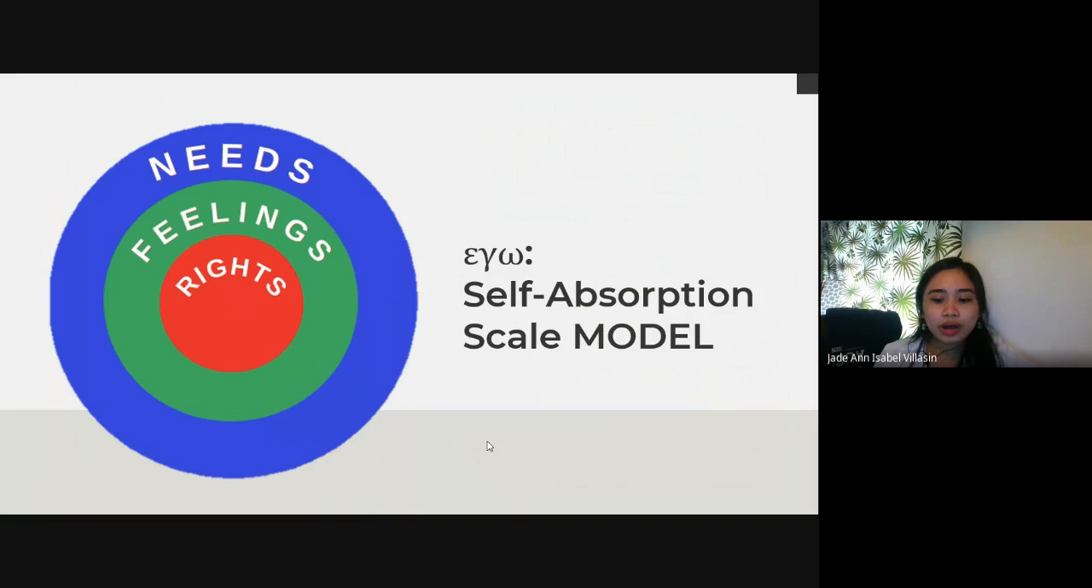Some people have a tendency to be self-absorbed because of their needs, others because of their feelings, and maybe because of their rights. So the point of the test is to determine which of these facets might be a contributor to the self-centeredness or self-absorption tendency of an individual.